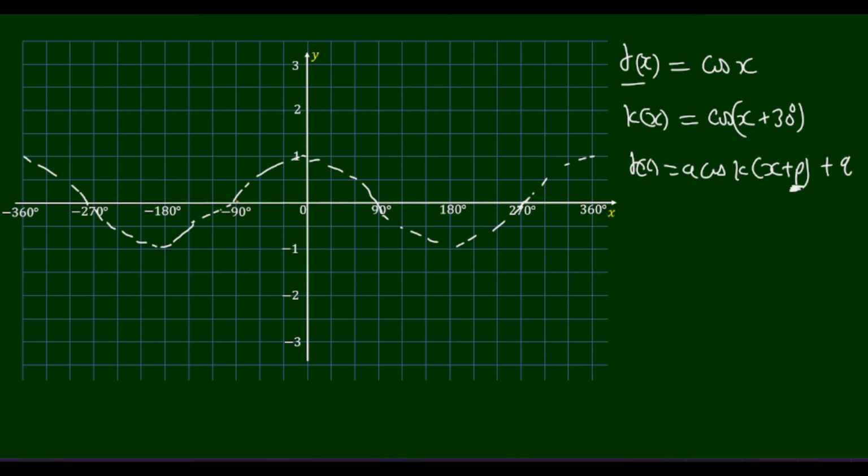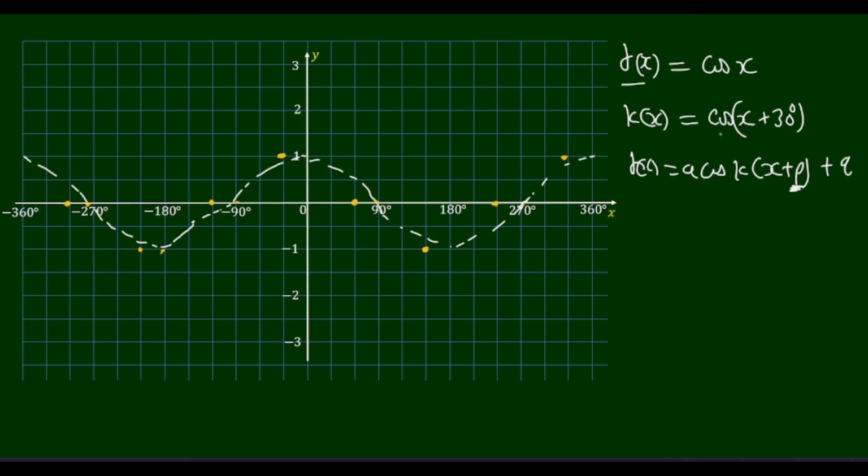Like this point is shifted by 30 degrees, so it's going to be here. This point is shifted, is now there. This point is shifted, is now there. Then this point also is shifted, is now there, like that. Even this one is shifted, it's now there. Everything is shifted to the left by 30 degrees.